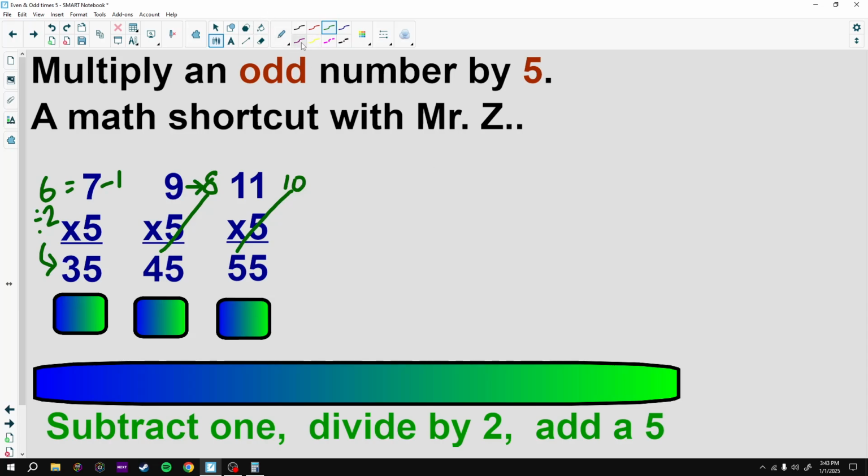All right, let's give it a try with some bigger ones. How about 123 times 5? All right, so the first step is, well, subtract 1. What's 1 less than 123? Well, that would be 122. What's half of 122? Well, let's see, that would be 61. So 61 is half of 122. And then what was the last step? Right here, add a 5. There it is. Let's see how we did. Is that right?